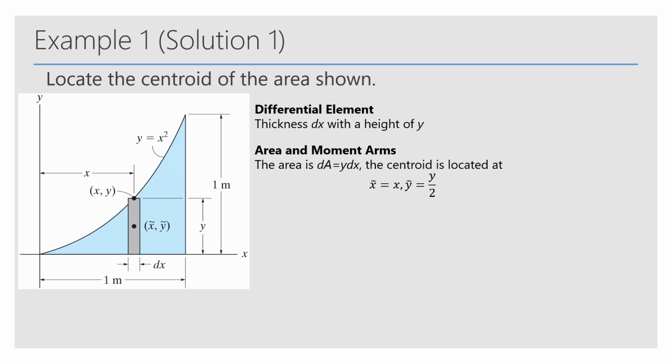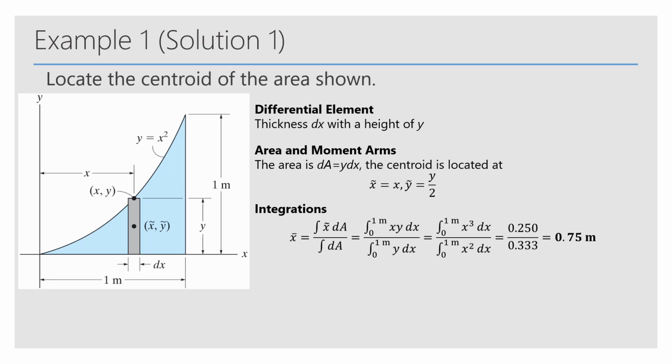If you're looking at this image specifically, we're going to have a length of just x for the arbitrary point x, and we'll have a length of y over 2 for that y element, right? And then when we complete our integrations, this is what we have for x. You use integration for the arbitrary x on top divided by the integration for the area on the bottom. You end up getting the answer is 0.75 meters.